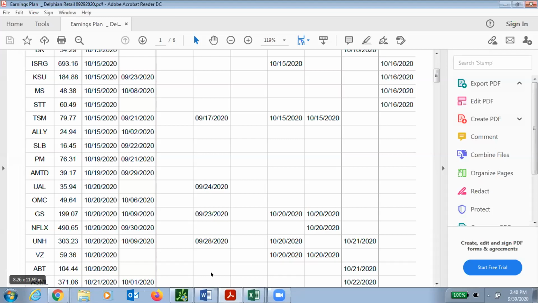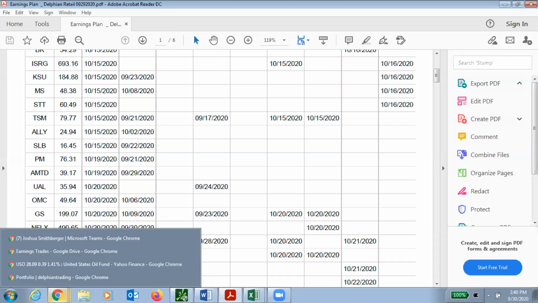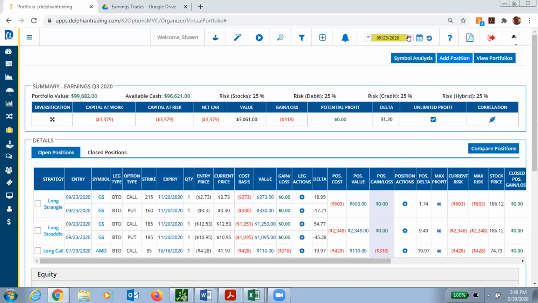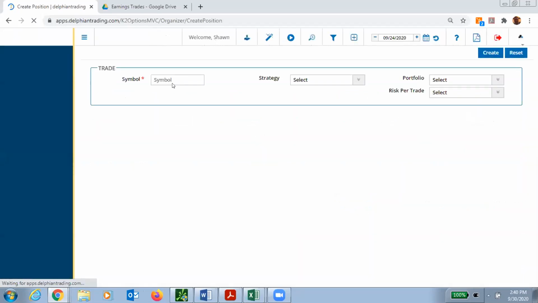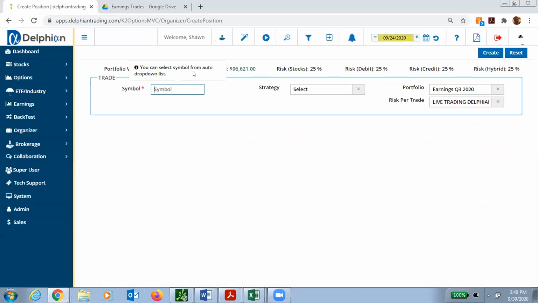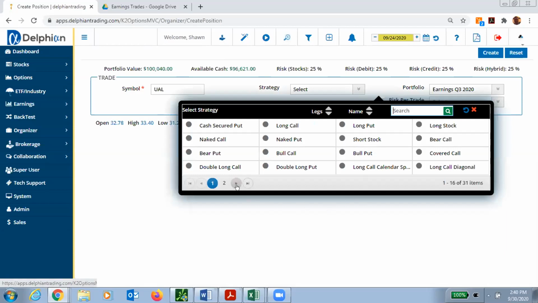So if I go into the system on 9/24, I'm going to go ahead one day to 9/24. It's going to change my values for this, but I want to add a position in here. So we know it's UAL, and we know we're going to be doing the vol rise strategy, so we're doing a long straddle or a long strangle. If I type in UAL, and again, this is 9/24, I want to first do a long straddle. It doesn't matter which one you do first. I want to do both because I want to kind of see how they work out.